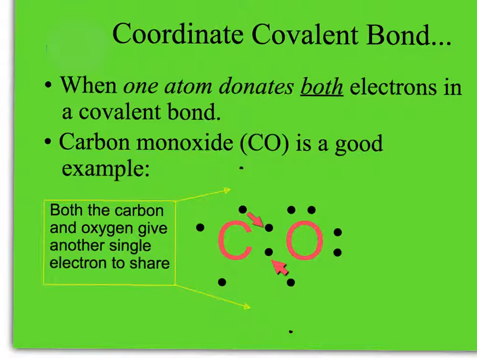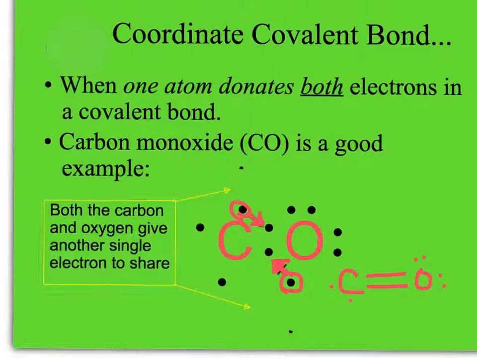Alright, a coordinate covalent bond is actually not on the test, but a coordinate covalent bond is when one element donates both of the electrons. For example, if we look at the carbon and the oxygen in carbon monoxide, when we first draw it, we realize that the carbon is going to be short. So what we can do is our oxygen can give a second electron and a carbon can give another electron, and now we end up with our double bond, like this.